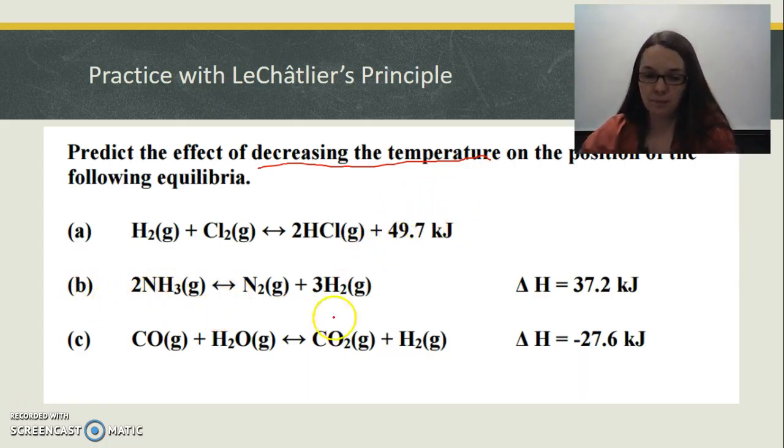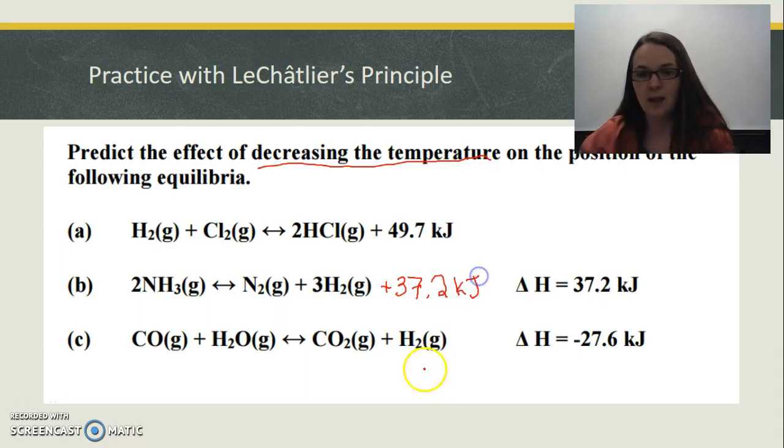With B, the difference with this one is it's not written in the equation, and you're actually going to have to know how to write it in the equation. This is a positive 37.2 kilojoules, so you would first have to know that it would be written, I said 32, it says 37. It's a positive 37.2 kilojoules, and I'm not good writing with the mouse. Maybe one day I'll get a pen.